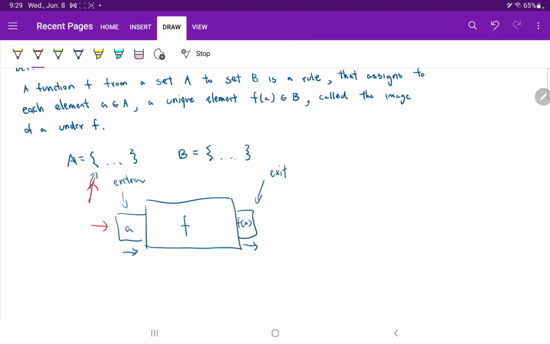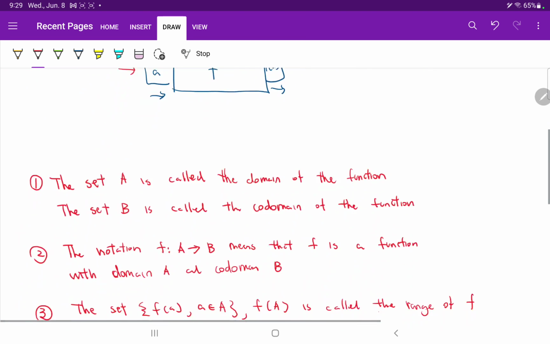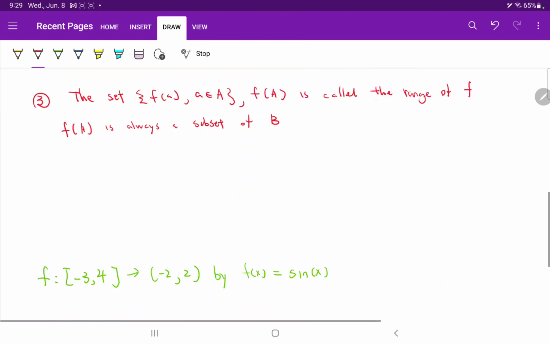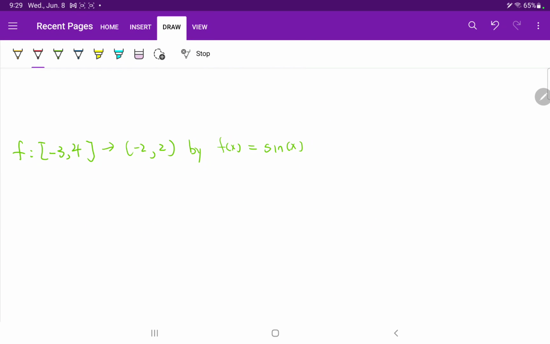Well, that makes sense because let's look at an example. It actually makes a lot of sense why the range is always a subset of the codomain, right? So our function says that, well, f is a function which has a domain from -3 to 4, with a codomain being -2 to 2. And the function or the rule that we are assigned is sine x.